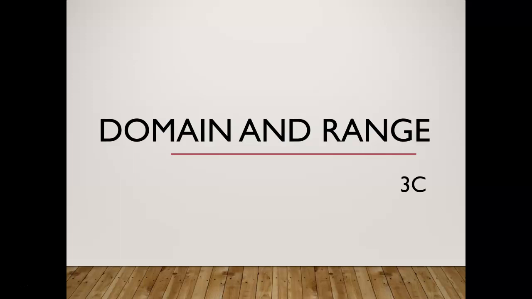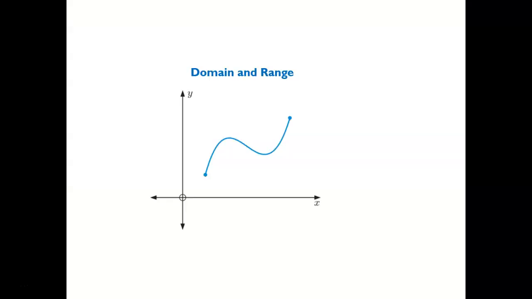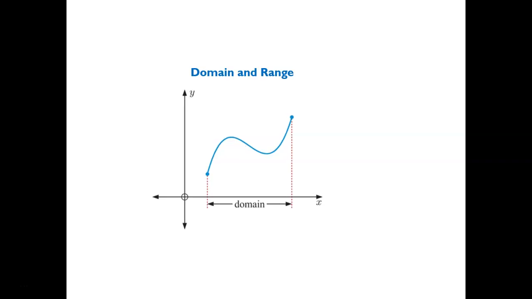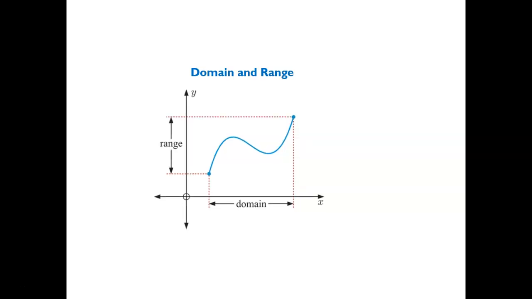This lesson's on domain and range. Now first of all, here we have a relation, and the domain of this relation is the possible values that the horizontal axis could have. In other words, the possible x coordinates of all of the points in that relation, whereas the range is a set of values that the y coordinates could be.